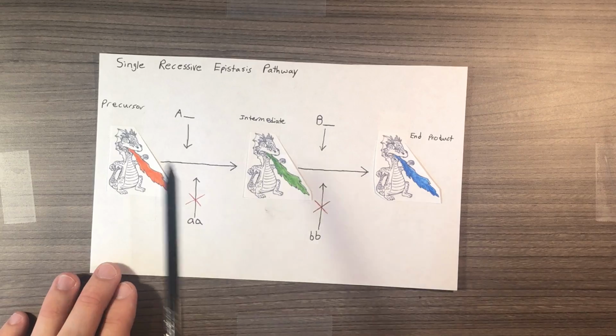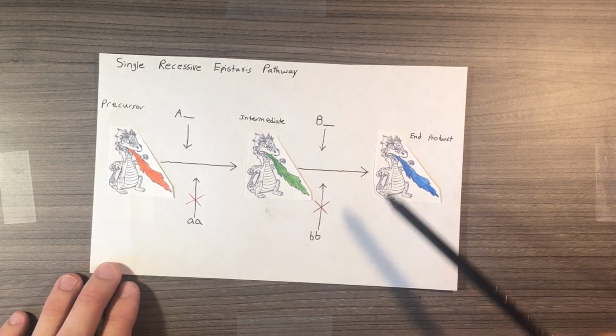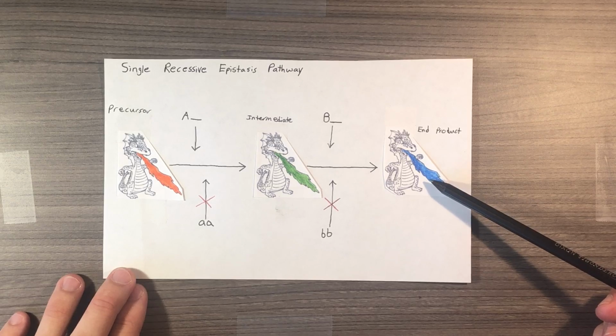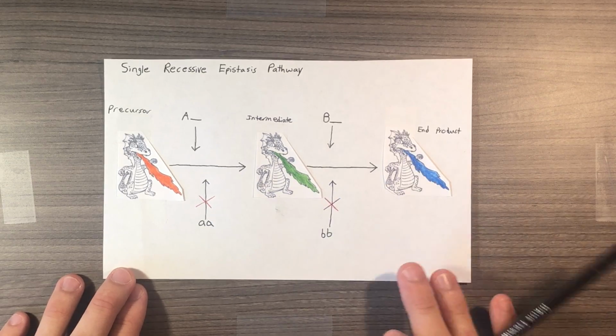Looking at a more normal-looking pathway, we can see the precursor phase, which is orange fire breath in this case, the intermediate phase, which is green fire breath, and the end product, which is blue fire breath, and the pathways to get to them that we just talked about.